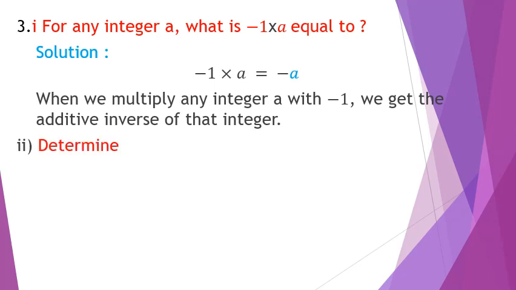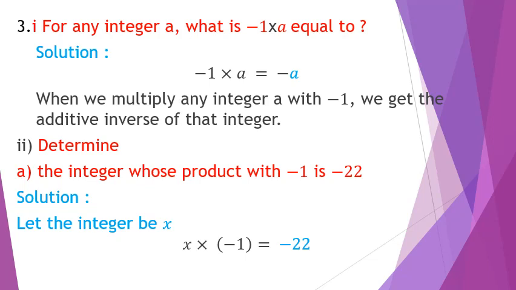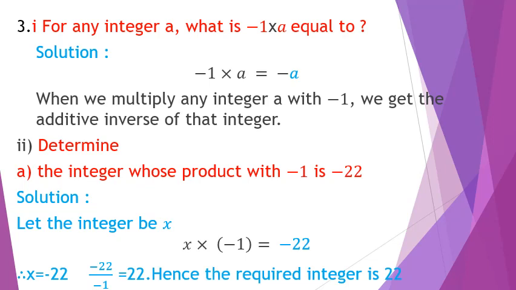Question number 2. Determine the integer whose product with minus 1 is minus 22. Here we don't know what the integer is, so we can take the integer as x. So x into minus 1 equal to minus 22. Therefore x equal to minus 22 upon minus 1 equal to 22. Hence, the required integer is 22.